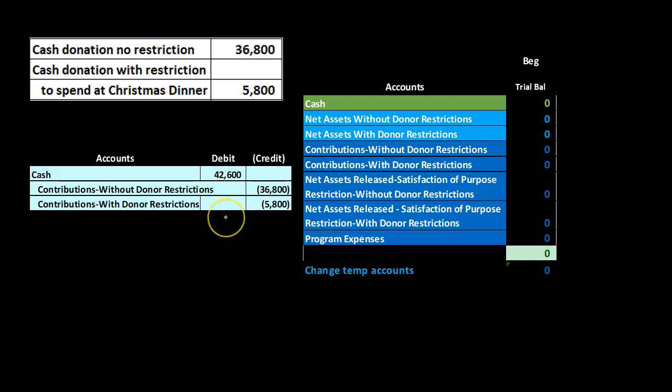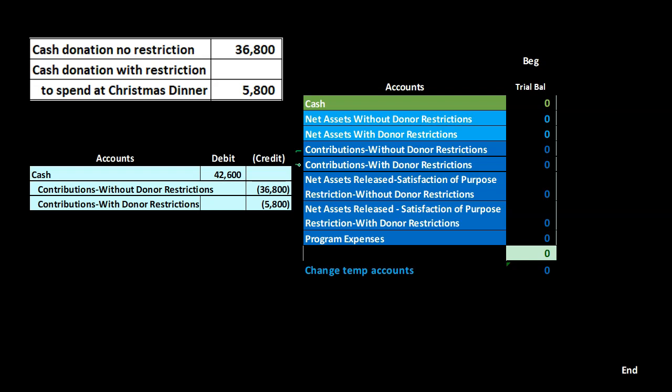Then we have the contributions without donor restrictions. This is similar to income because this is kind of like the income account. It's going to be going up in the credit direction. It's going to be going up for the amount that does not have restrictions for this first account. Without donor restrictions, it goes up in the credit direction. Then we have the next $5,800. It's going to be a credit to the contributions with donor restrictions, which will be this second account. Similar kind of revenue account, however, broken out between those which do not have restrictions and those that do.